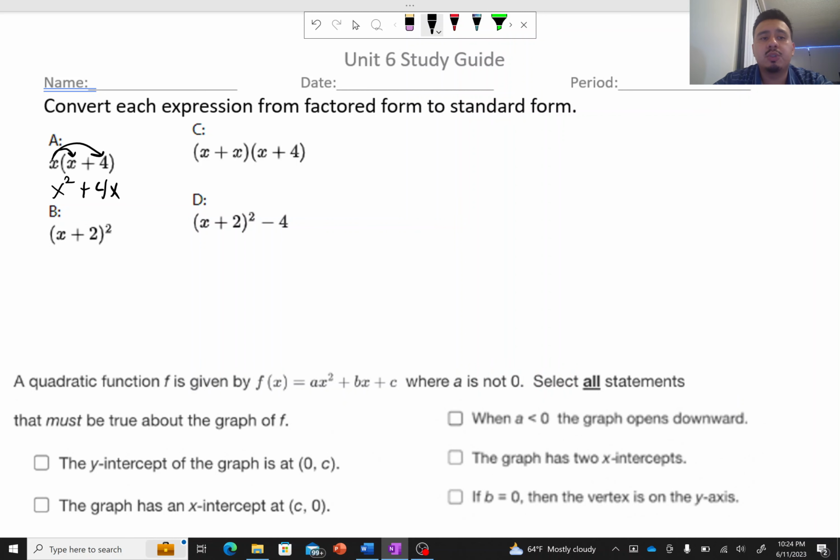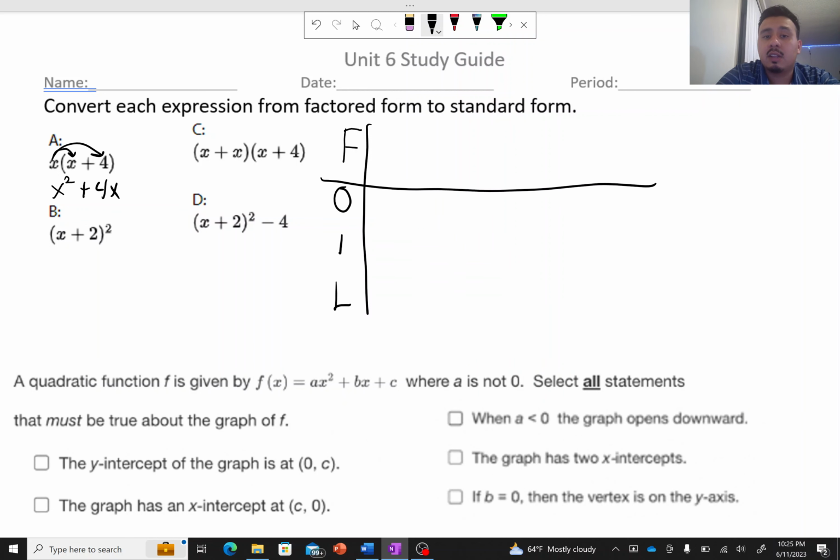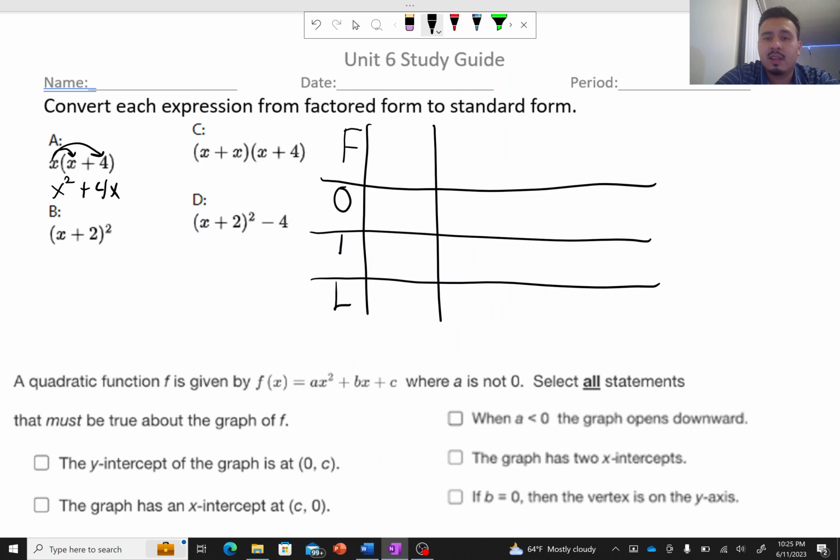Let's go ahead and do C. Since C is next to it, we'll go ahead and do C, okay? Or you know what? I actually like the way that you guys were doing it on some of your papers when I walked around. Some of you were doing FOIL, but the way that you did it was like this. Y'all created a table. I thought that was pretty cool.